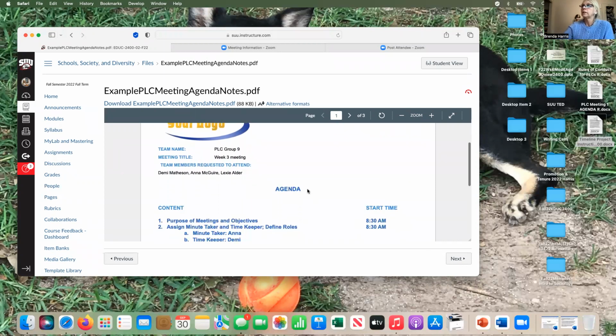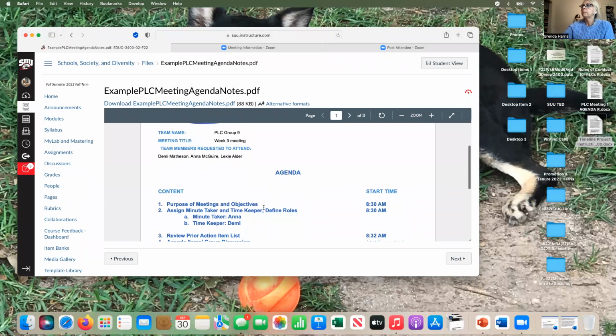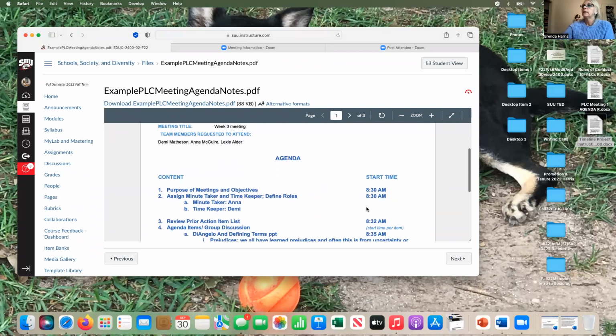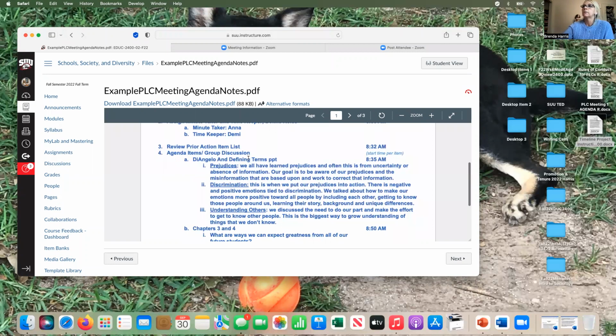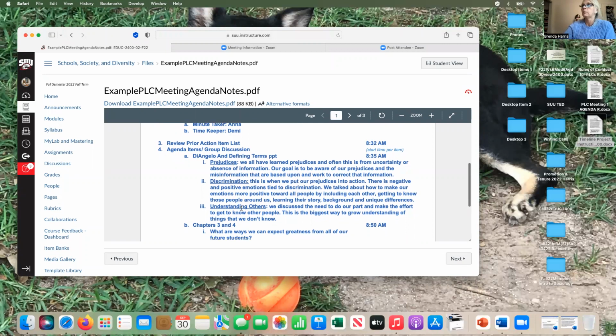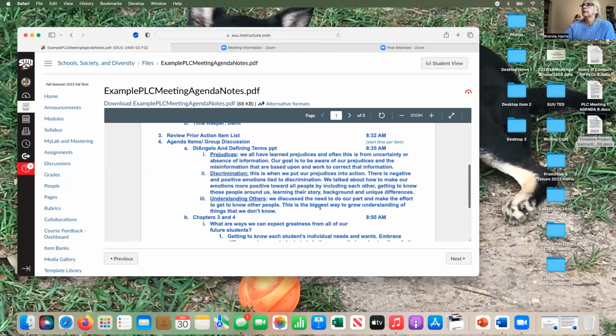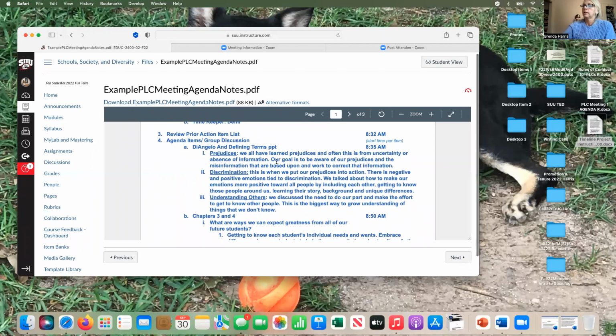They had their agenda, their purpose of meeting and objectives. They had who they assigned as their minute taker, their timekeeper, note taker. And then here's their agenda items. Now this came from the agenda that I gave them. So they went through and they were talking about key concepts from the module that week. And notice that they do give me a flavor of what they're talking about here.